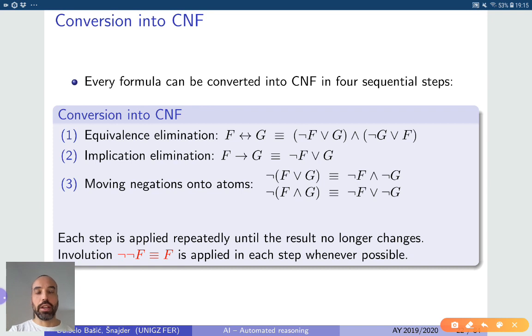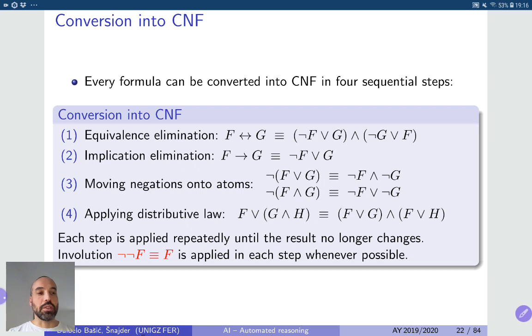Since in a clause, negations have to be close to atoms to make literals, we need to apply De Morgan's laws to basically push the negations onto atoms, right? So in case the negation is in front of a disjunction, by De Morgan's law, it's going to be switched to a conjunction, and the negation is going to be put in front of the atoms. And in the opposite case, if the negation is in front of a conjunction, I'm switching to a disjunction and negating both atoms. Okay, that's the third step.